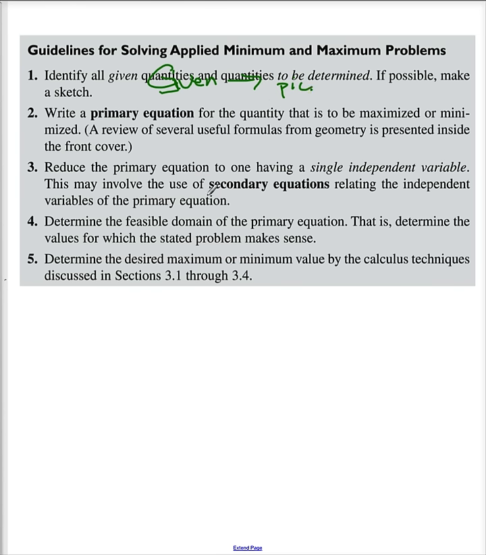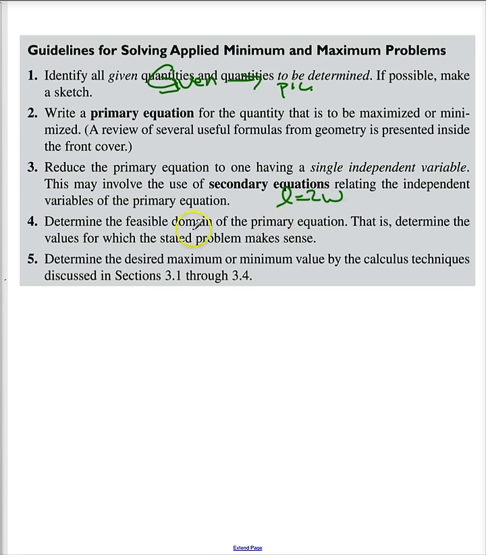Then you write a primary equation for the quantity that is to be maximized or minimized. We'll look at a couple of geometry formulas. This might be Pythagoras' theorem. This might be the area of a triangle is 1/2 base times height, that sort of thing. Now, you'll be given other information, so you can reduce the primary equation to having one single variable. You may have to have a secondary equation, like the length is twice the height, that sort of thing.